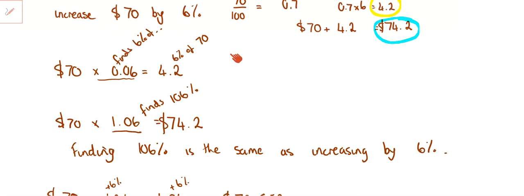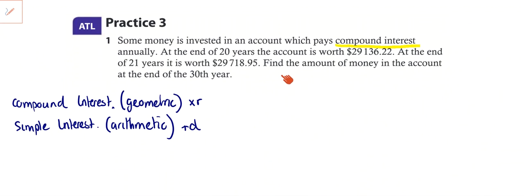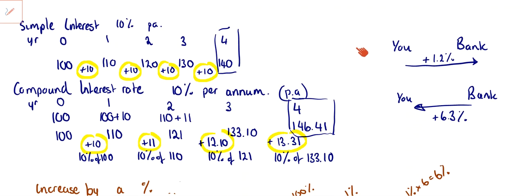Recap where we were. We were looking at this question. It was part of our sequences stuff. So we were trying to look at, is it arithmetic or geometric? I was going through it saying, right, there are two types of interest. Simple interest is just arithmetic, it adds the same on every time. And compound interest, which is this one, is geometric. So I was going through why that is.